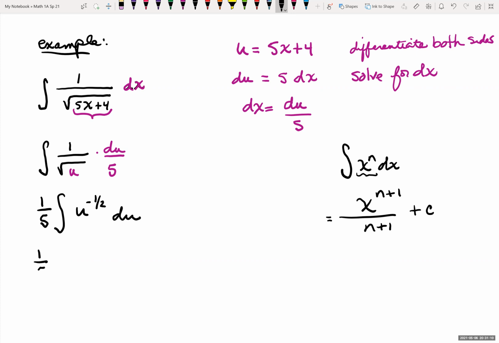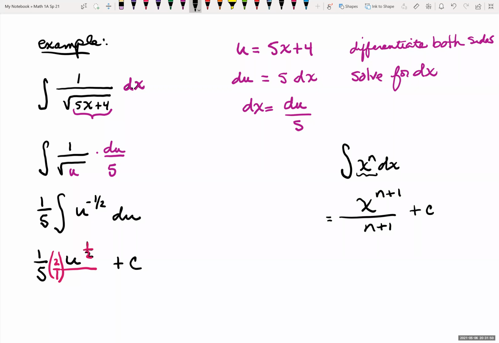So doing that, we get u, add 1 to our exponent of negative 1/2. So negative 1/2 plus 2/2 is 1/2. Divide by that new exponent. If I'm dividing by a fraction, it's the same thing as multiplying by the reciprocal. And I would prefer not to deal with fractions within fractions. So instead of dividing by 1/2, we're going to multiply by the reciprocal. So the reciprocal of 1/2 is 2 over 1. And then it's an indefinite integral, so that's where we put the plus c.